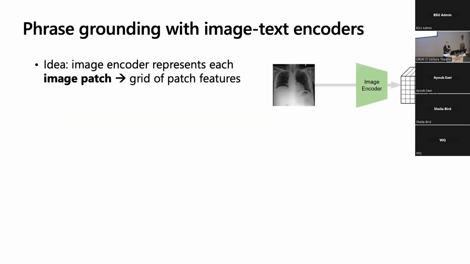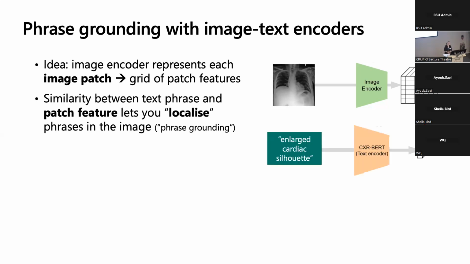I also want to mention something we added in our paper, which has to do with something called phrase grounding. The idea here is instead of getting a single representation of the image, so I have my image and it goes into an encoder and I get a vector, what I could do is get a grid of vectors. You basically split your image up into a bunch of patches, and then you get a representation of every patch of the image. If you do something like this, it allows you to localize things.